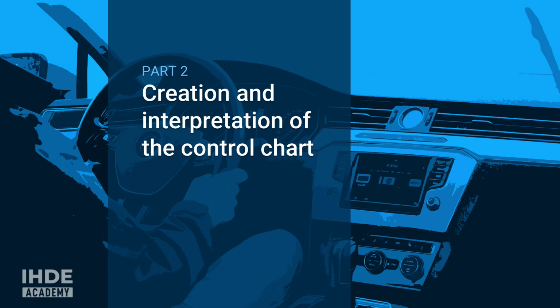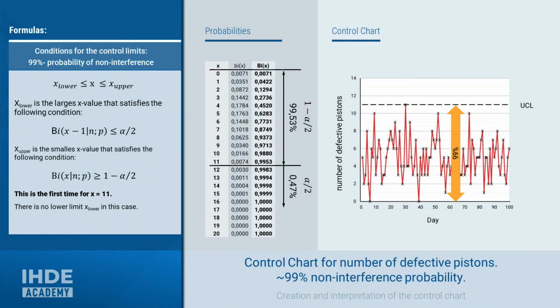Now we come to the creation and interpretation of the X chart. In this control chart, the number of defective parts in the sample is plotted on the y-axis. On the x-axis, the number of the sample. In our example, 1 day corresponded to a random sample. The previously calculated upper control limit was drawn at 11. Because of the selected non-interference probability, all values are expected at or below the upper control limit, with a probability of 99%.